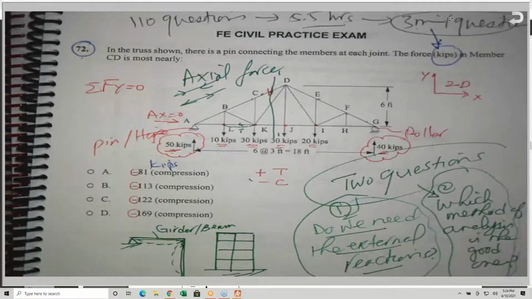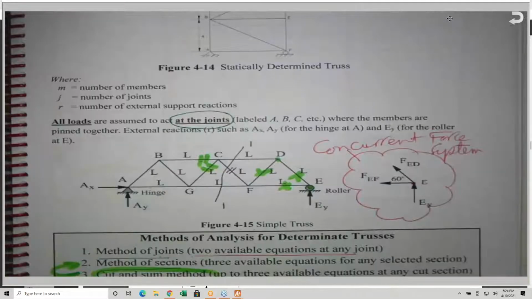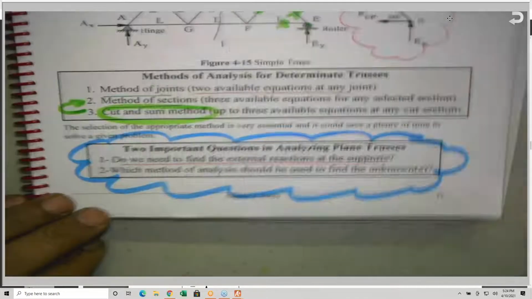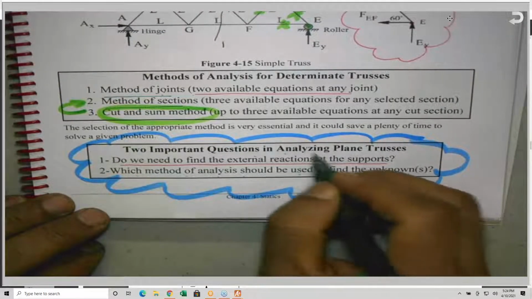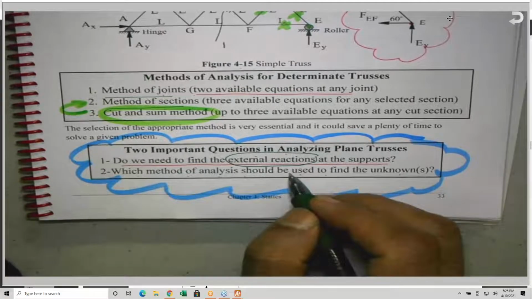So going back to our discussion, there are two questions I need you to remember before you analyze any truss: do we really need to find the external reactions or not, and which method is the appropriate method?